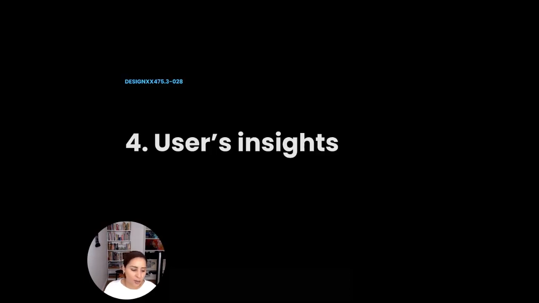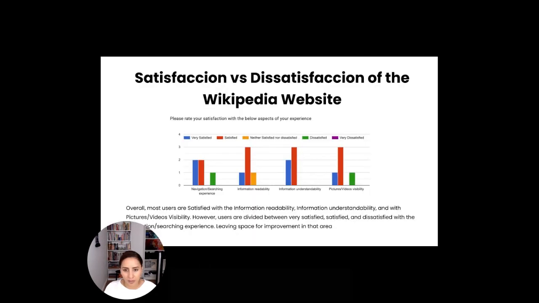After doing the usability test, I was able to do a debriefing interview and send them a survey, and they completed it. And this is the insight that I got from them. On the level of satisfaction and dissatisfaction with the Wikipedia website, most of them are satisfied with the information readability, information understandability, and the pictures and videos visibility. But I got mixed results on the navigation and searching experience. Some of them are dissatisfied and some of them are very satisfied or satisfied.